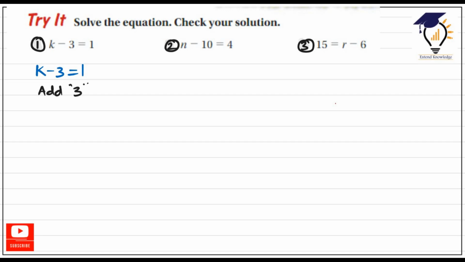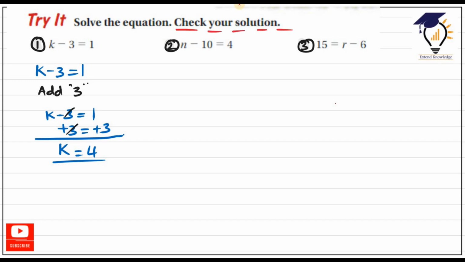Now what happens? k minus 3 is equal to 1, and adding 3 on both sides, positive 3 and negative 3 give nothing. So k remains on the left, and the right side is 4. So k is equal to 4 is the solution. The question asks us to check the solution, so I'll check it.